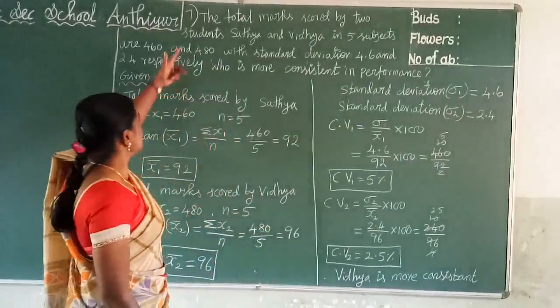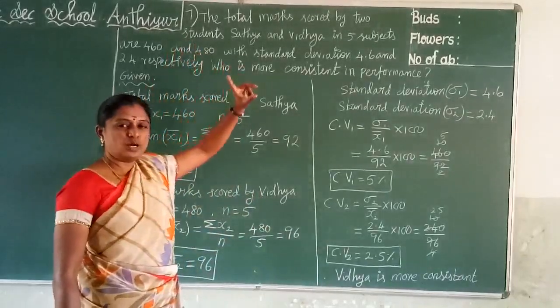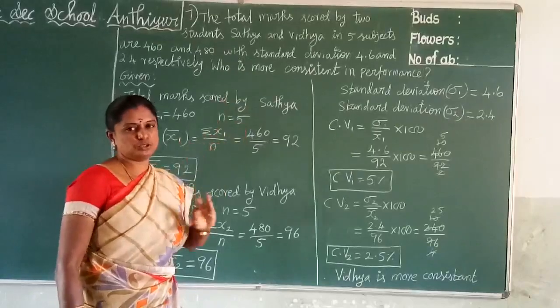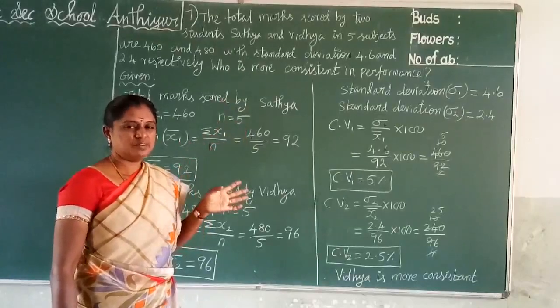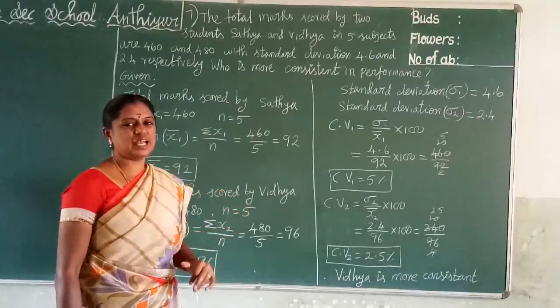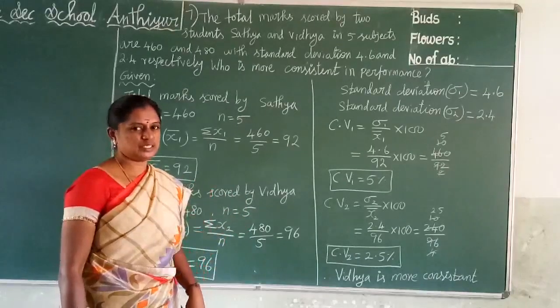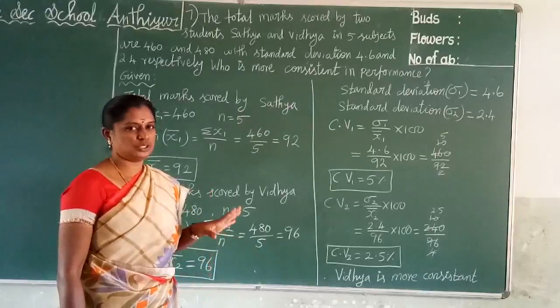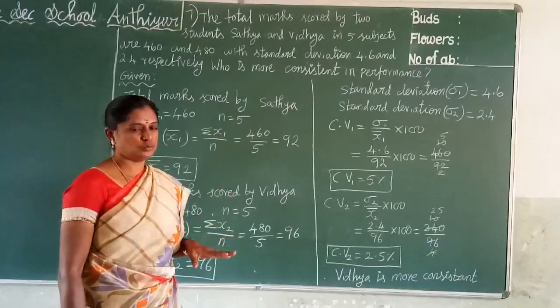Now we discuss the 7th question. The 6th one is homework. It is the same model as the 5th question. The data is given. We have to find the mean and standard deviation and then calculate the coefficients of variation. Clear? So the 6th one is homework.